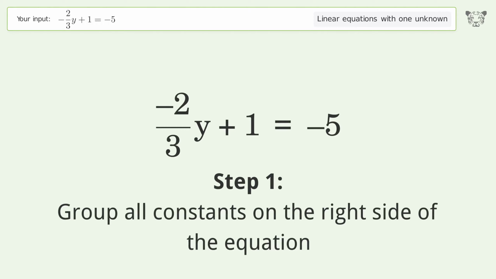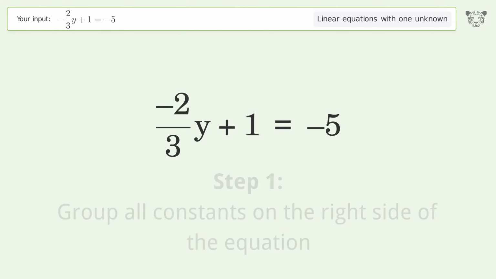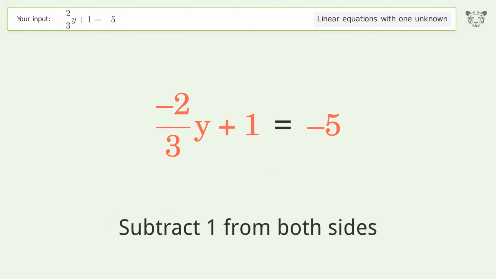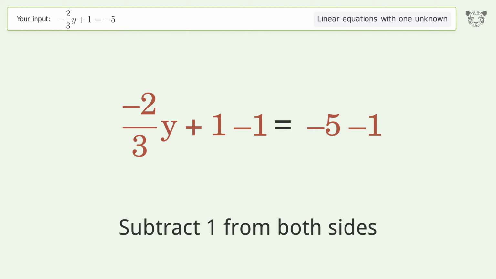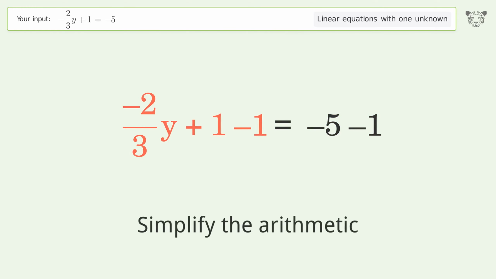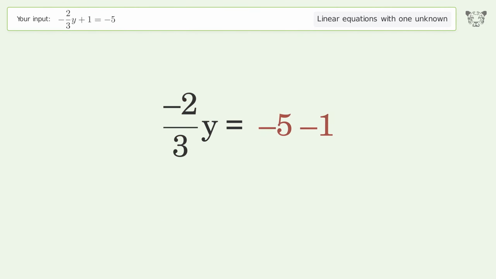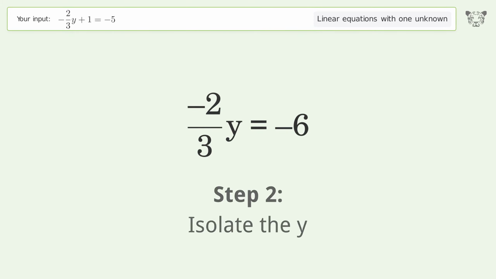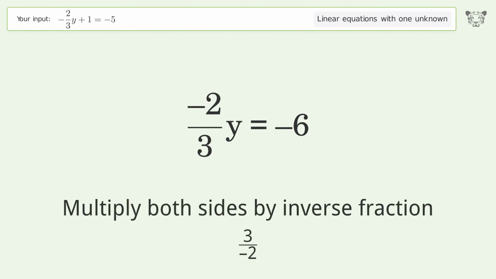Group all constants on the right side of the equation. Subtract 1 from both sides. Simplify the arithmetic. Isolate the y. Multiply both sides by inverse fraction 3 over -2.